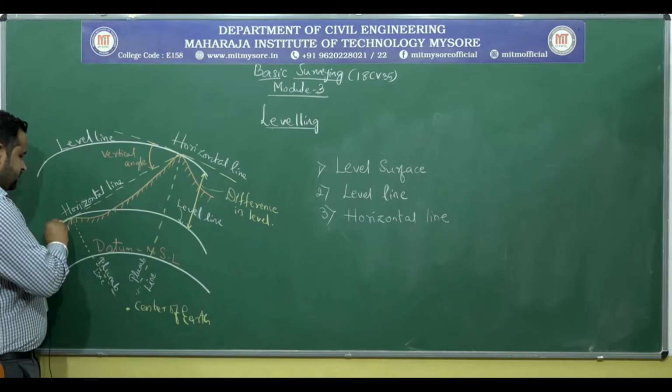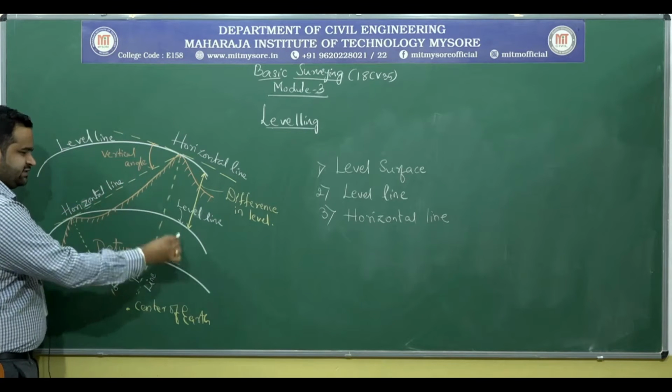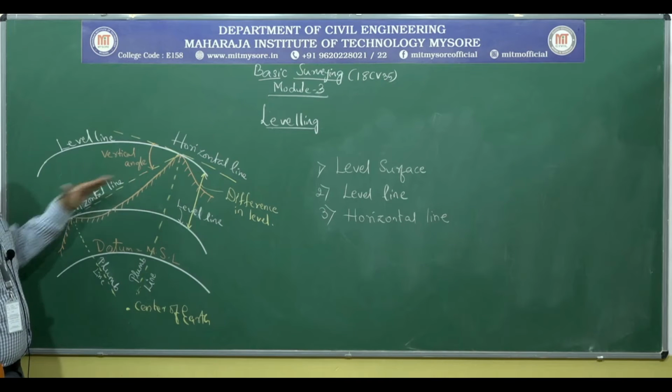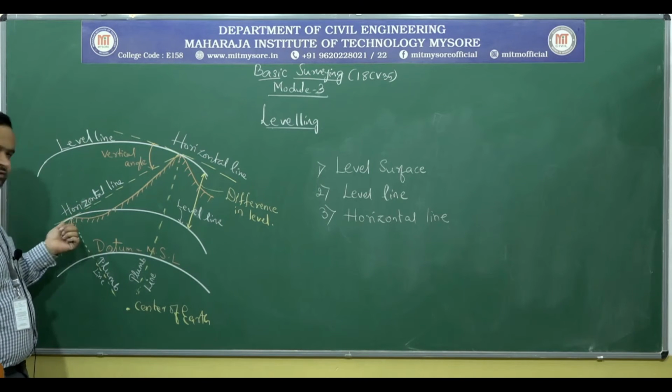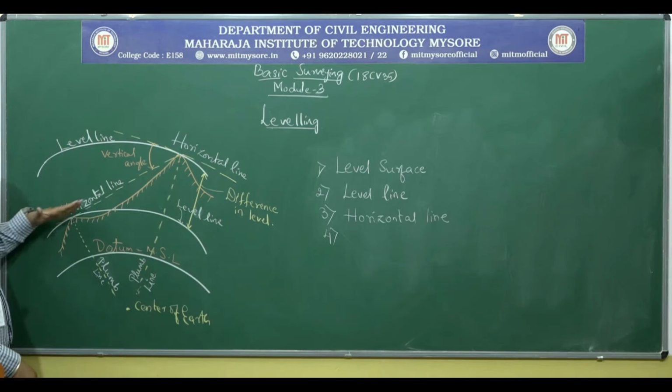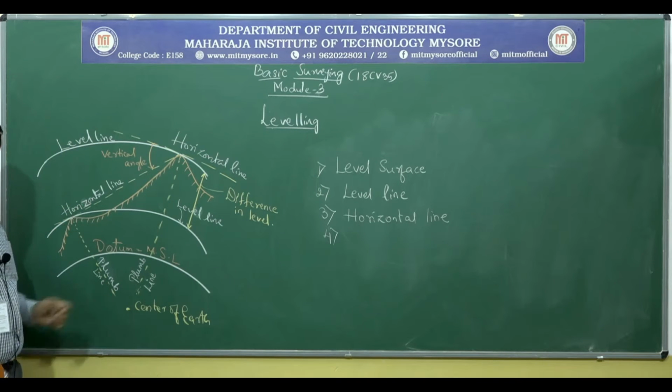Next, what is a horizontal line? It is a line drawn tangential to the level surface. If you observe this diagram, it is the tangent that is drawn to the curved surface. Also, it is perpendicular to the plumb line. If you observe here, this line is perpendicular to the plumb line.